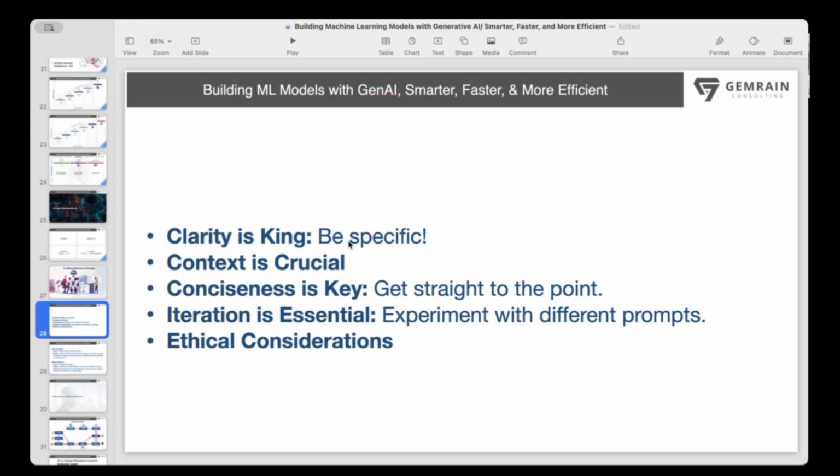At the same time, I can say, okay, build a machine learning model. It's very generic, very blurry. All right. So you need to be expressive. You need to be direct. You need to also limit the result.